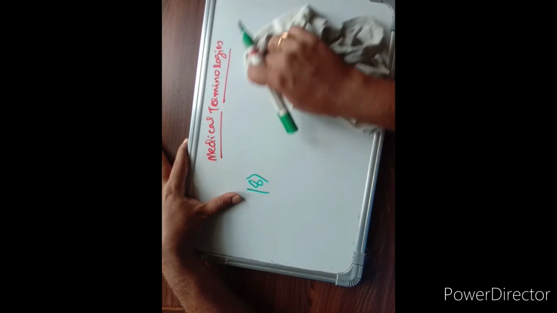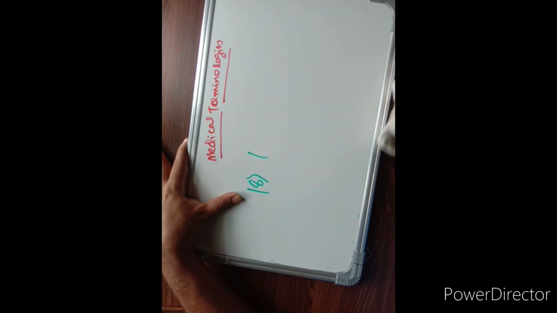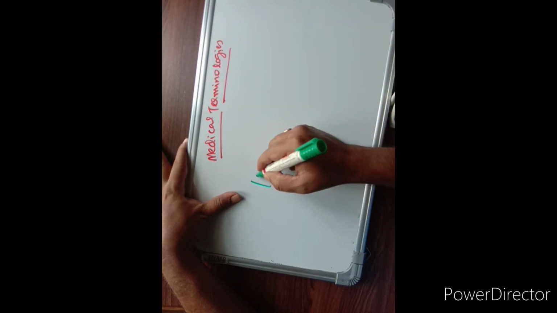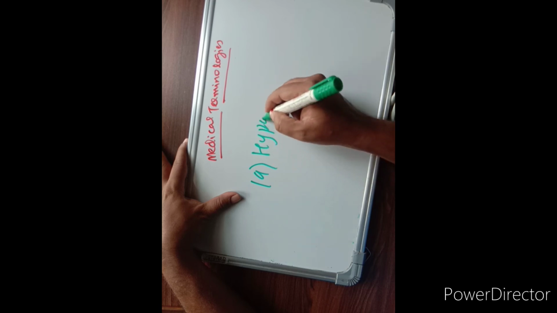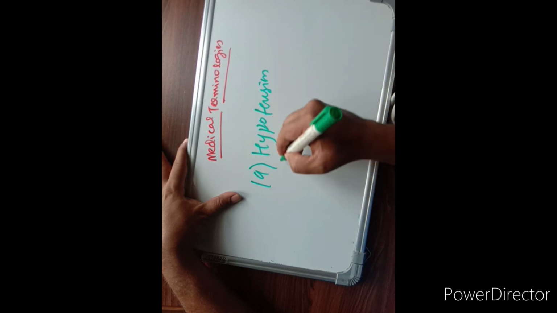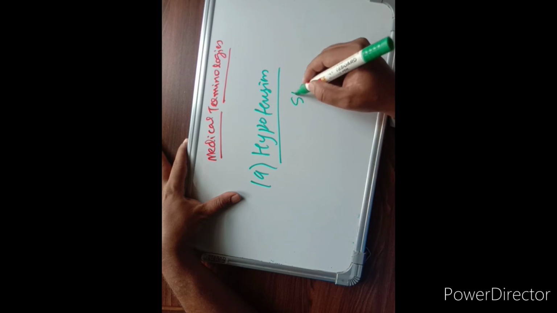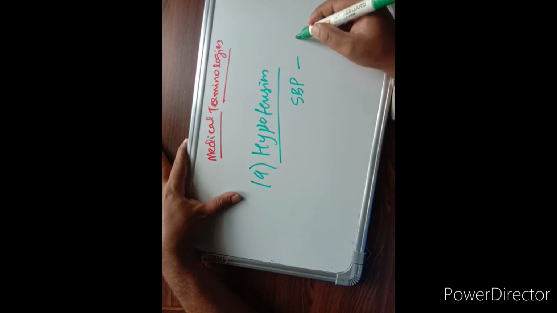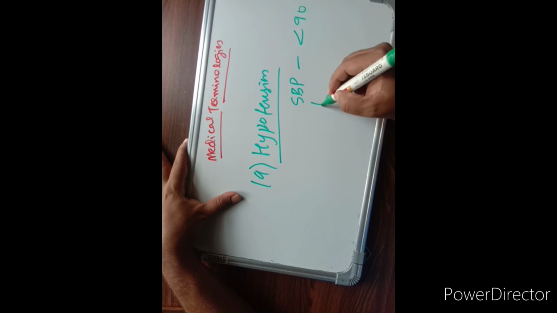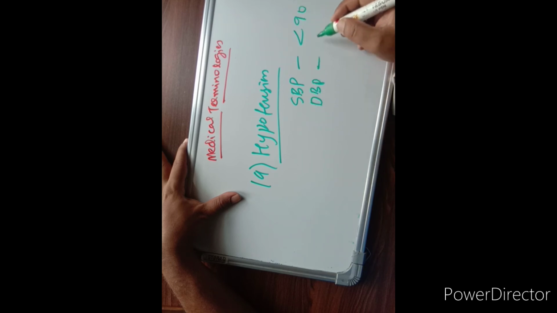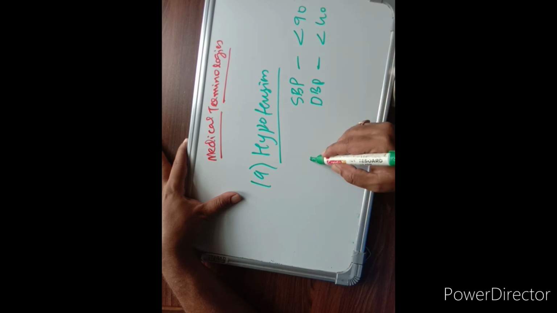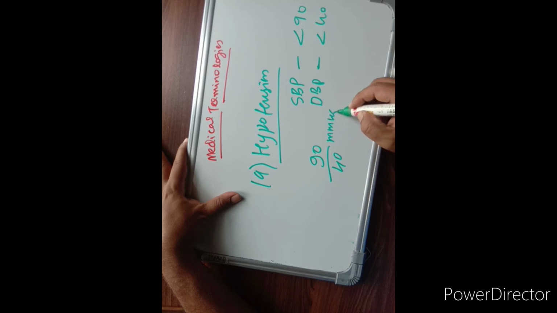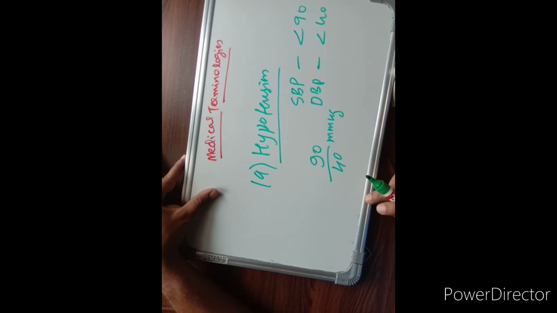Next one is hypotension. When the patient's systolic blood pressure is less than 90 and diastolic blood pressure is less than 40 mmHg, it is called hypotension. See here, if the patient's blood pressure is coming less than 90 by 40 mmHg, it is hypotension.